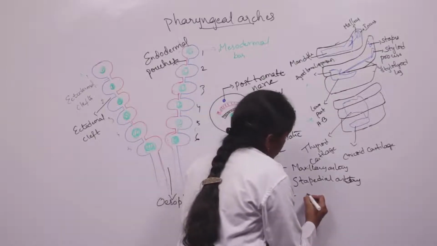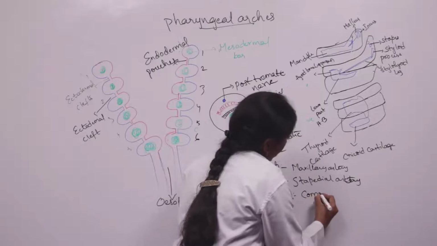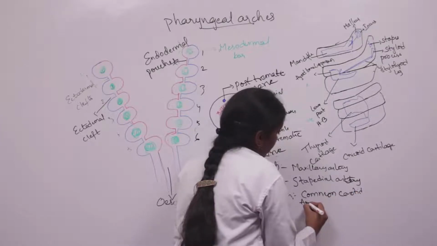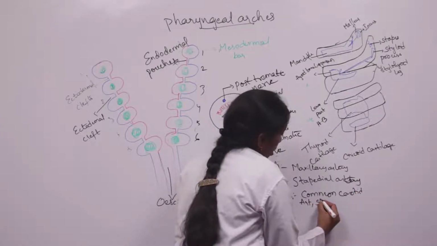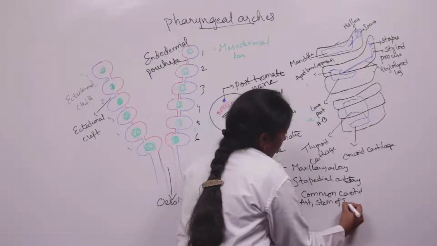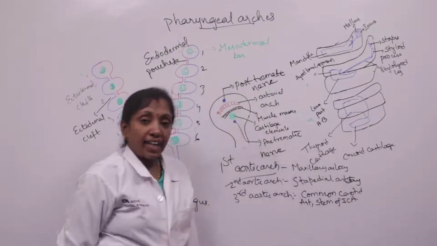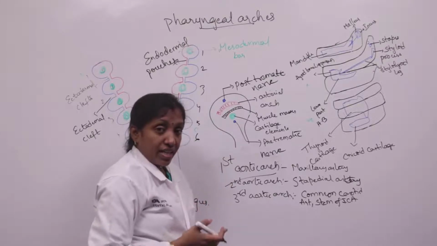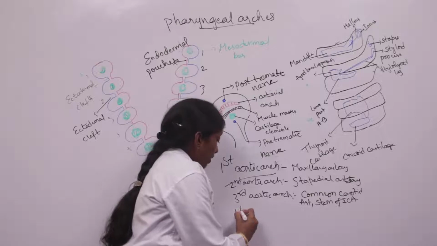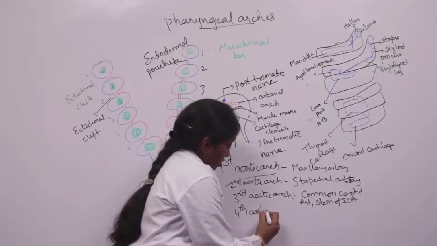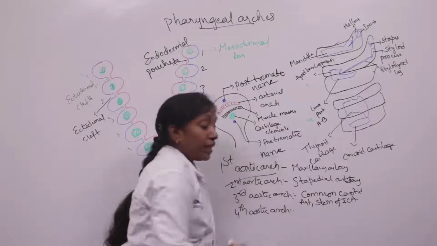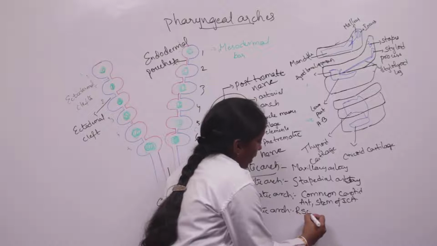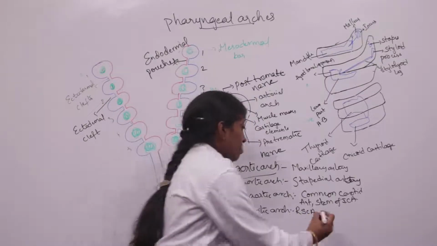And coming to the third aortic arch, its ventral part forms the common carotid artery, and its dorsal part forms the stem of the internal carotid artery. So the third aortic arch gives rise to two arteries: the common carotid artery and the stem of the internal carotid artery. And coming to the fourth aortic arch, on the right side it forms the right subclavian artery. On the left side it forms the arch of aorta.